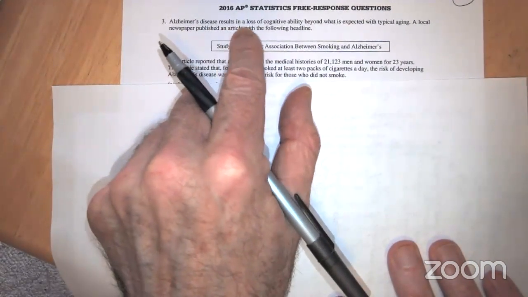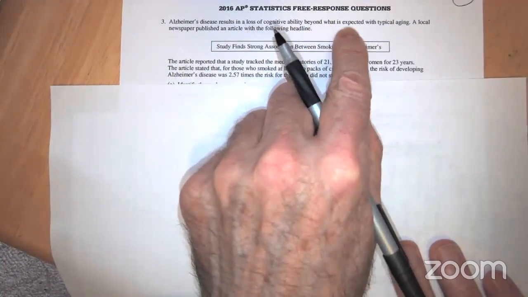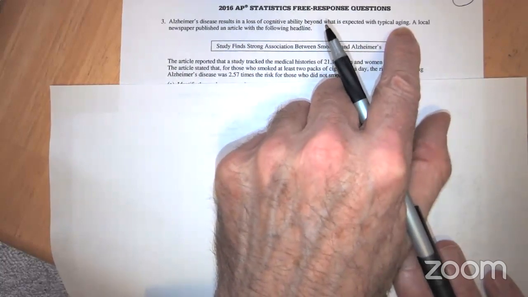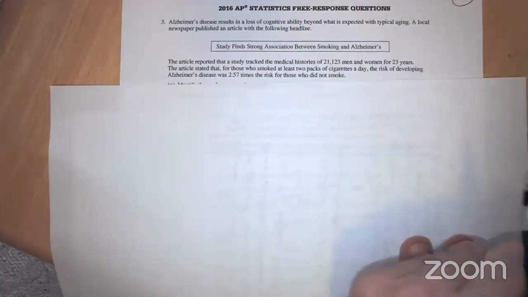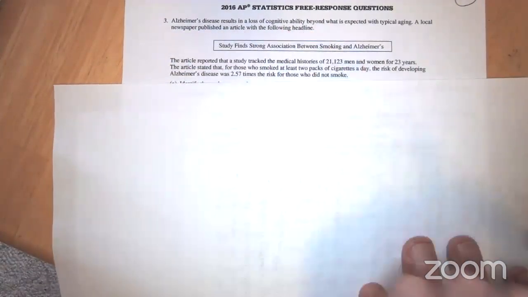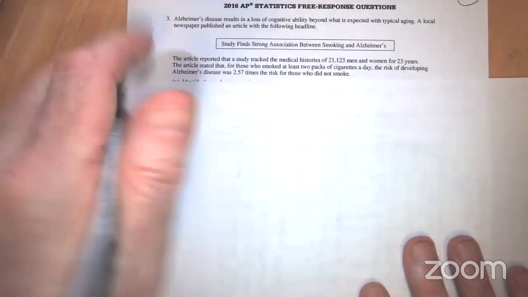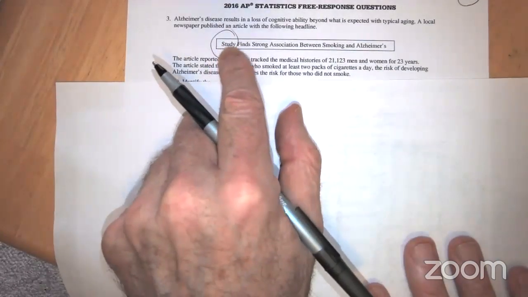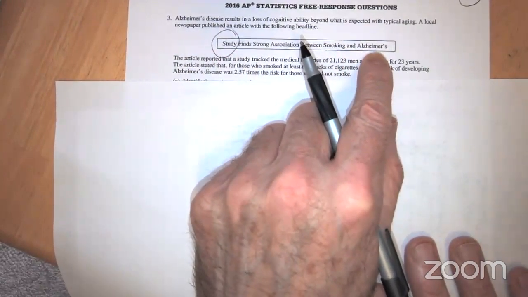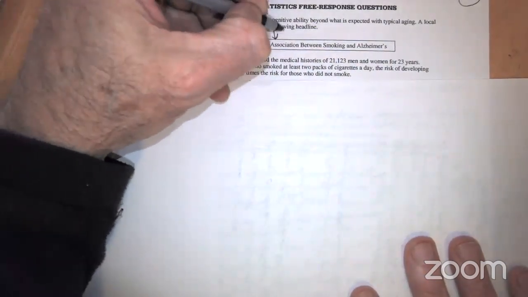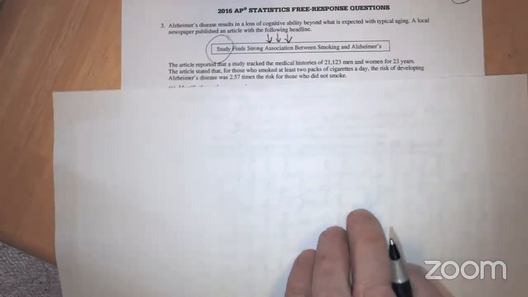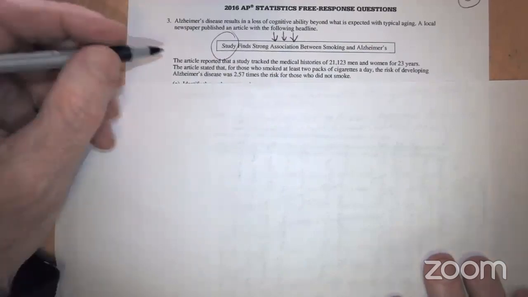Alzheimer's disease results in loss of cognitive ability beyond what is expected with typical aging. Terrible disease. I hope one of you goes out and finds a cure for Alzheimer's. How's that? Make the world a better place. A local newspaper published an article with the following headline: Study finds strong association between smoking and Alzheimer's. Okay. Again, study, I don't really know what that means. Association, is this an experiment? It's probably where the problem's going, but I'm just thinking about the problem as I'm reading it.